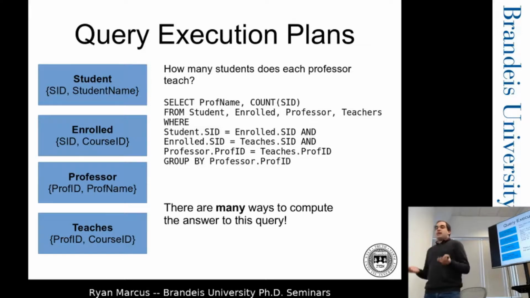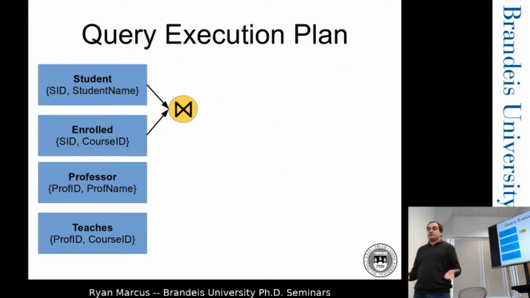A natural question you might want to ask about this data is how many students does each professor teach? If you're familiar with SQL, here's the giant mess that you would use in order to get that out. The problem with query optimization is that there are many ways to compute the answer to this query.